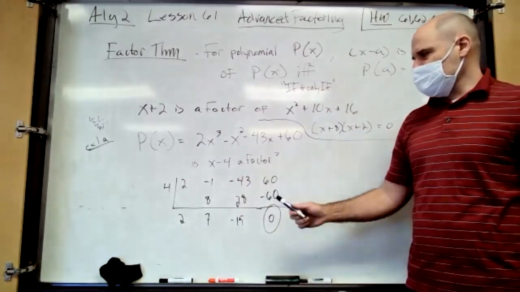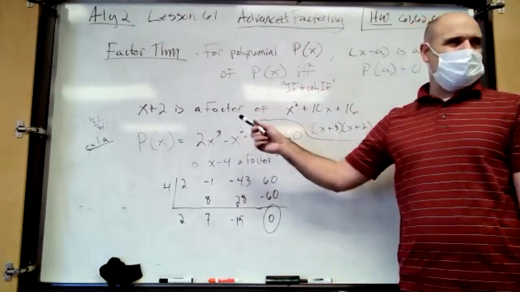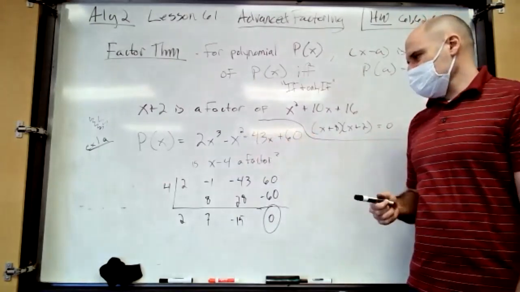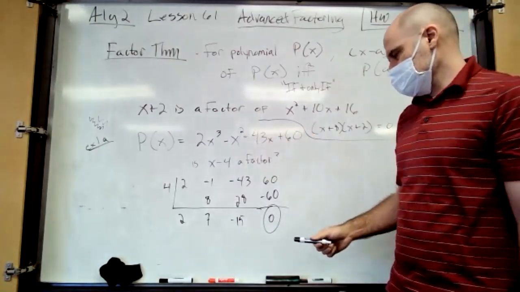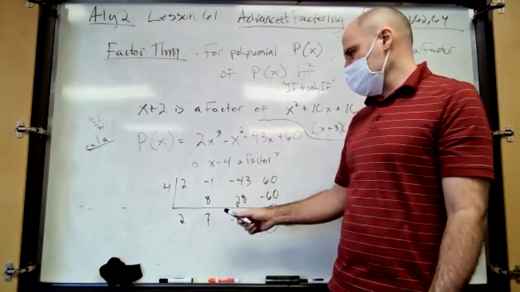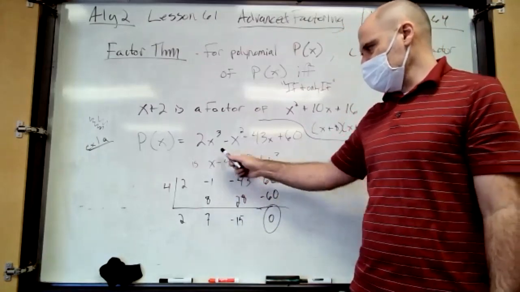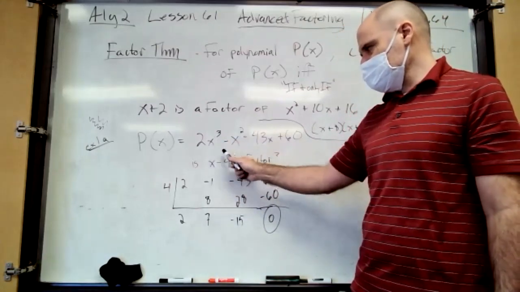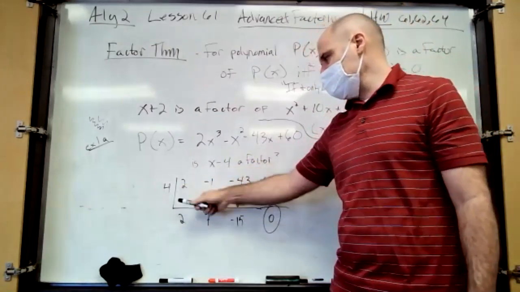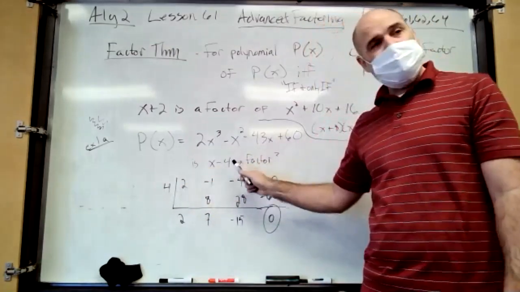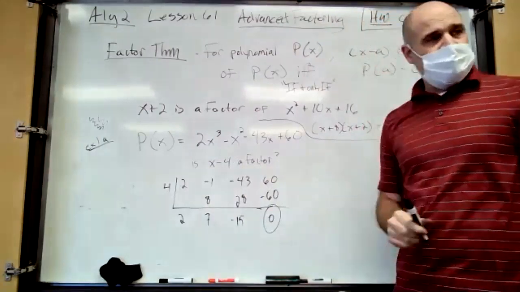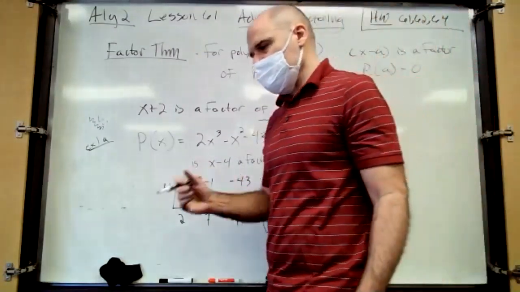Okay, so you can either plug in 4 to see if you get 0, or you can use synthetic division and then divide. So you remember in synthetic division, you're just dividing this by that. So change the sign of that, put it on the outside, write the coefficients, and follow the steps of synthetic division.